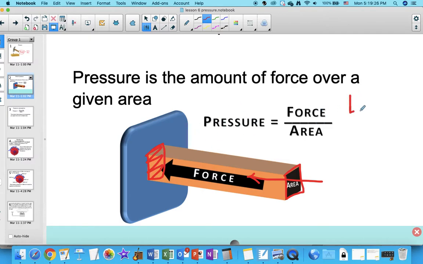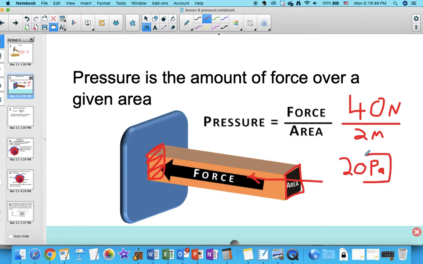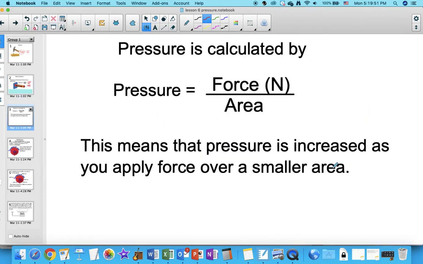So if I applied 40 newtons over an area of 2 meters, then I'm applying a pressure of 20 pascals. So you need to remember that pressure is measured in pascals. Pressure is calculated by the equation force over area.